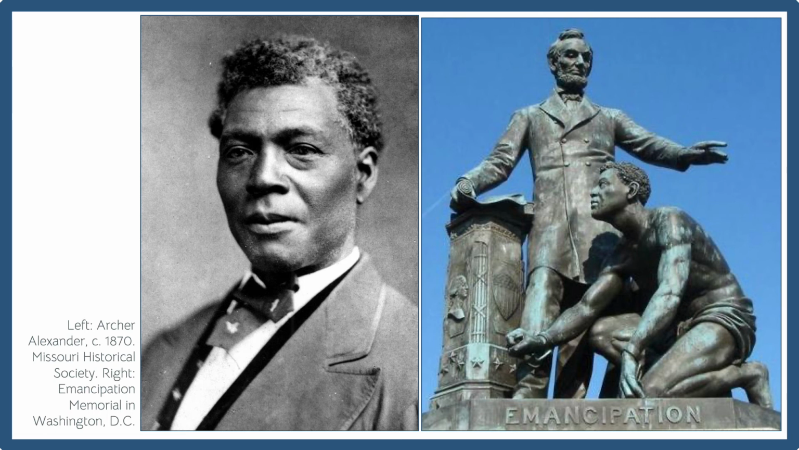Elliott's group wanted to have a real freedman pose for the memorial. Elliott gave the sculptor Thomas Ball a photo of Alexander, and he was chosen as the model. The memorial shows Abraham Lincoln holding a copy of the Emancipation Proclamation, reaching out a hand and freeing an African American enslaved man modeled on Archer Alexander.